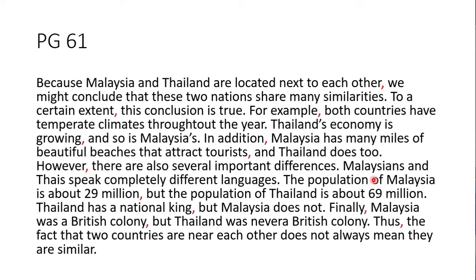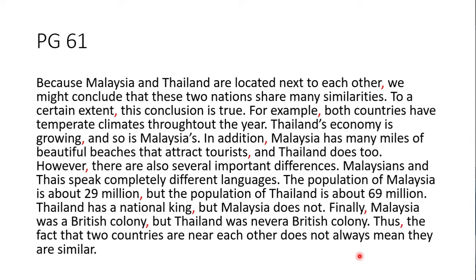Our next sentence, Malaysians and Thais speak completely different languages. No comma here. The population of Malaysia is about 29 million, but the population of Thailand is about 69 million. So here, another comma because of the use of the coordinating conjunction, but, to combine the two sentences, the population of Malaysia is about 29 million, and the sentence, the population of Thailand is about 69 million. Thailand has a national king, but Malaysia does not. Again, this is a fanboys comma.